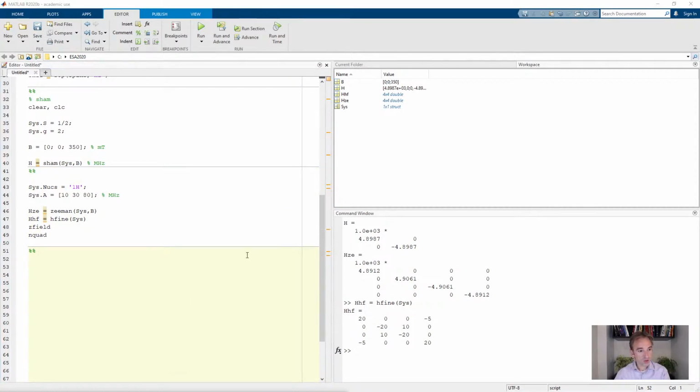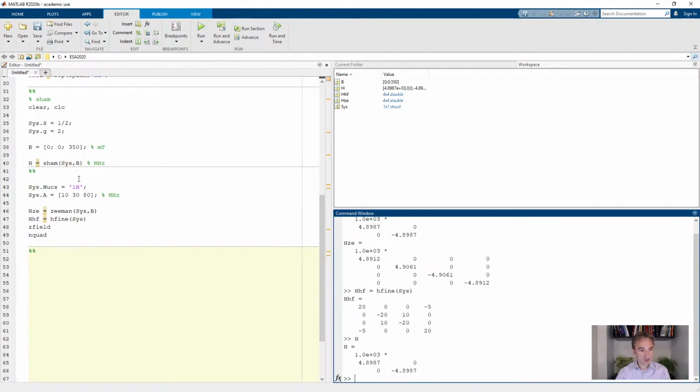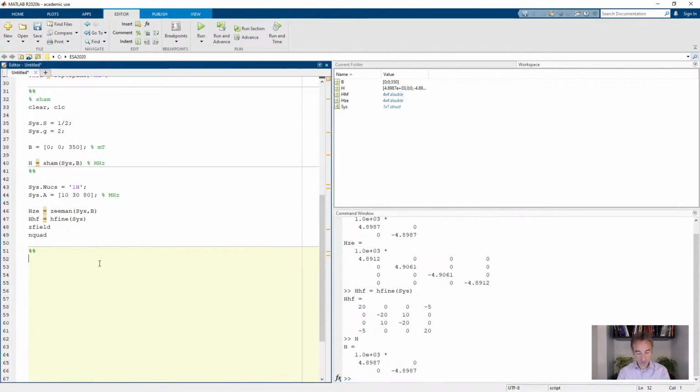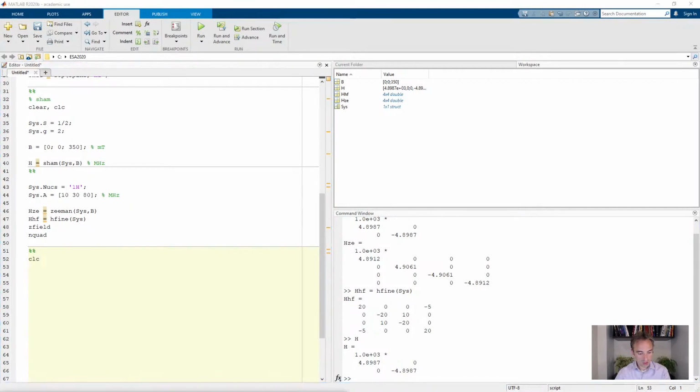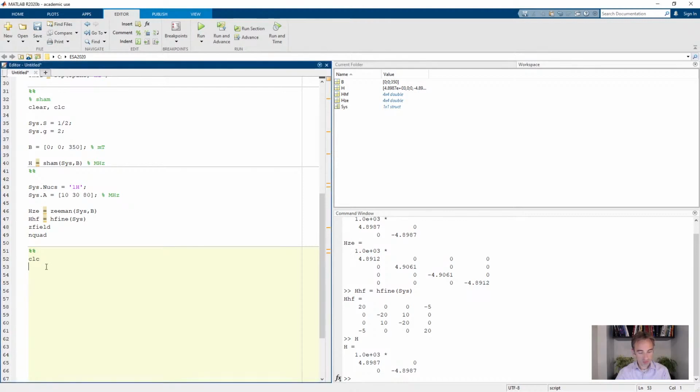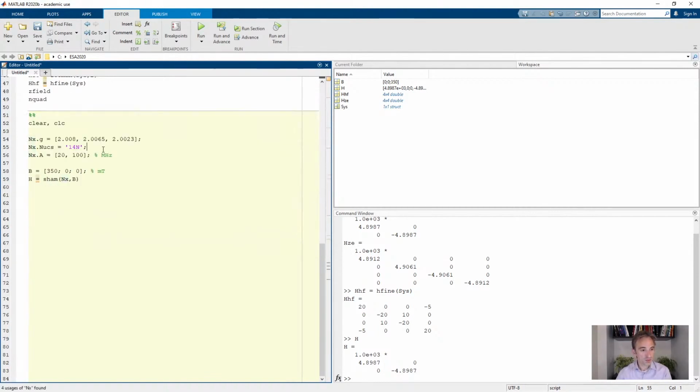Now, once we have a Hamiltonian, I hope we still have it here. Yes, we can calculate. Actually, maybe I should take a nitroxide radical. It's probably more instructive. Here's the definition of a nitroxide radical, which I just copy pasted from my prepared session script. G values 2.008, 2.0065, and 2.0023. One nitrogen 14 nucleus, which has spin 1, and an axial hyperfine coupling with the X and Y values equal to 20 and the Z value equal to 100 megahertz.